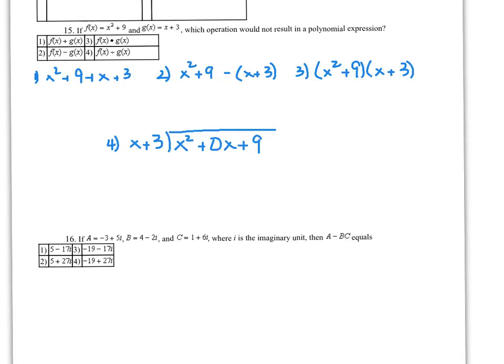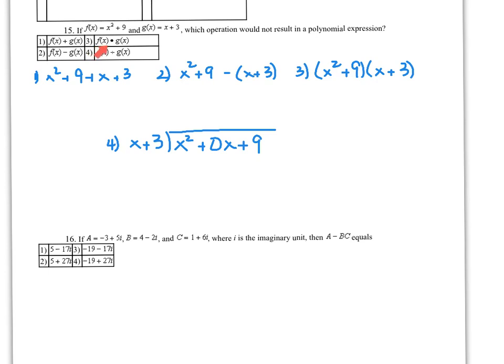Right, so for number 15, what I did was I just wrote choice 1. It said that we had to add f of x and g of x. So here's my f of x, and here's my g of x. Okay? Choice 2 says do the same thing, but subtract them. So just be careful. Here's my f of x minus, now my g of x is a binomial. So anything that comes after a minus sign, if it's more than one term, we put it in parentheses because in a second we're going to distribute that negative through.